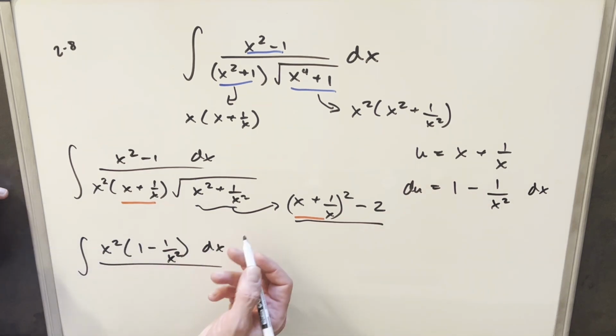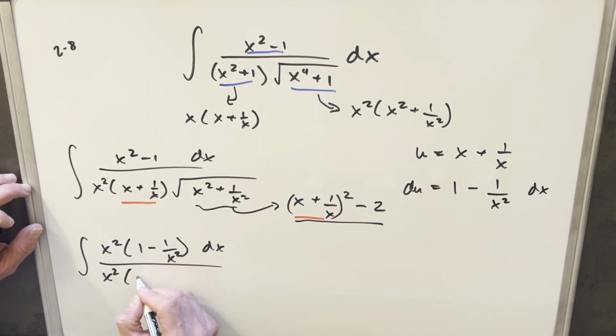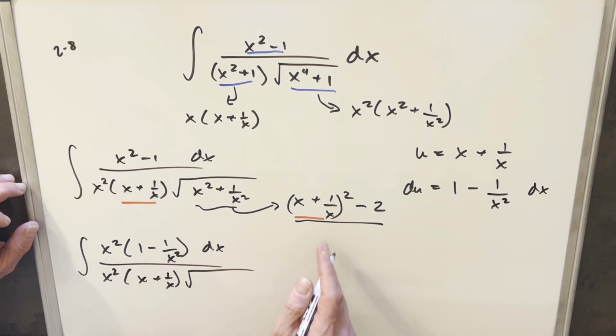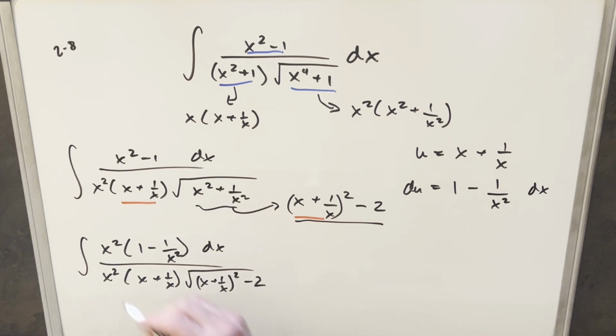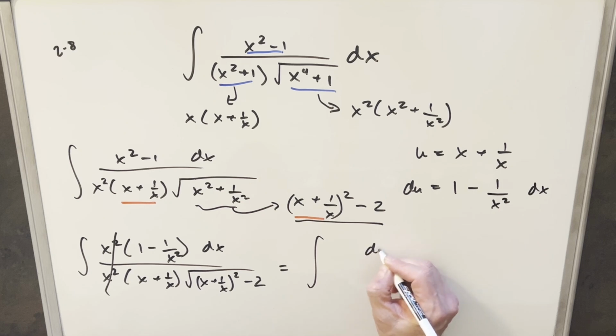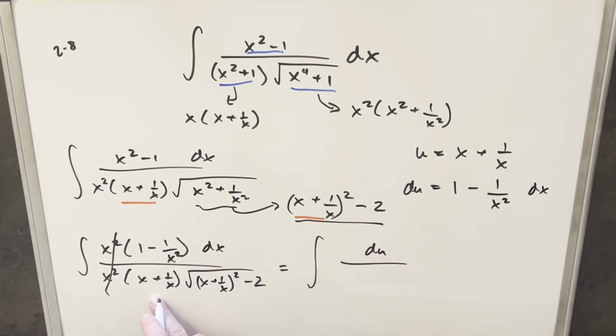Then rewriting the denominator, we'll have this x squared, x plus 1 over x. Then here we'll have the square root of this thing over here. But now the x squareds are going to cancel out to give us some simplification. And now this is in good shape for this u substitution, because again, we have this du in the numerator. So rewriting this, we'll have our du here. This thing out front here is going to be just u.